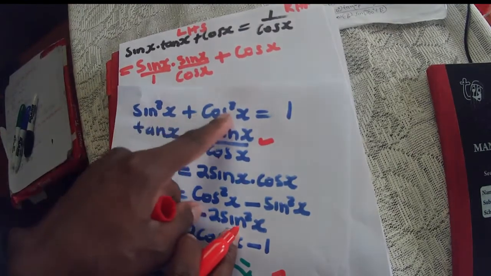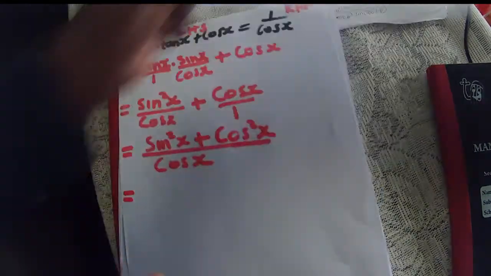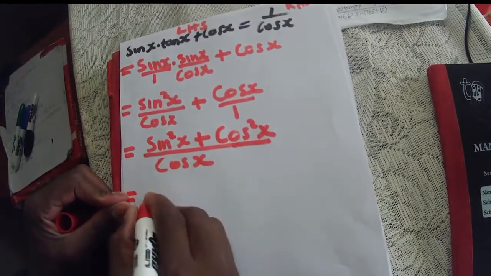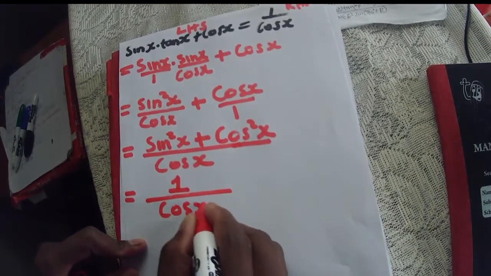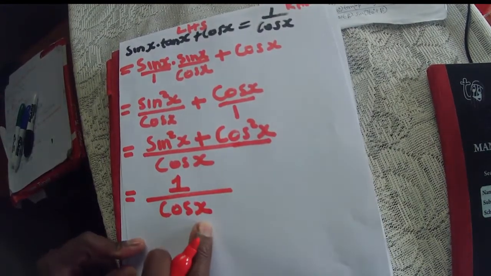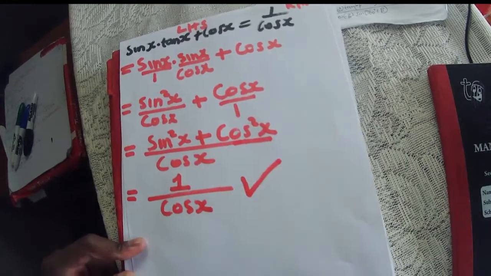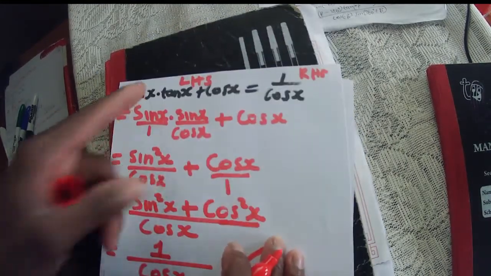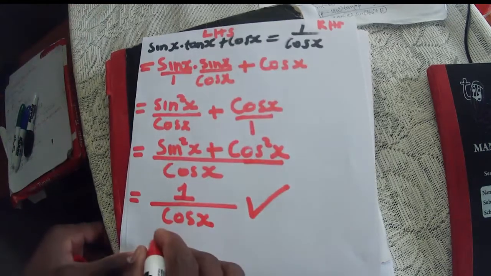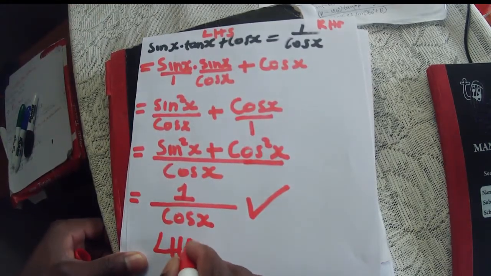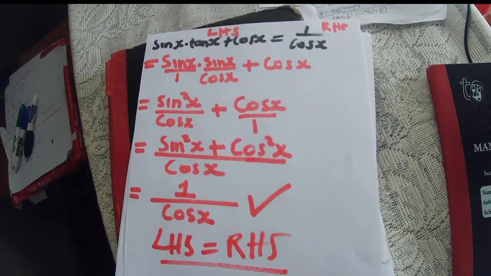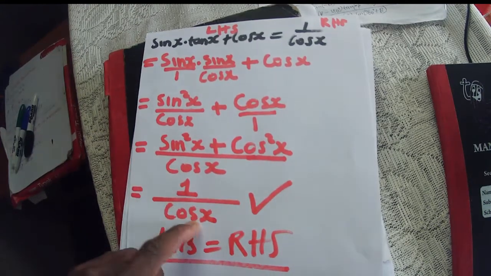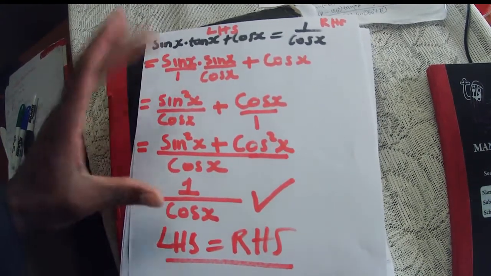Remember, ladies and gentlemen, that sine squared x plus cos squared x is equal to 1. So that is going to be a 1 divided by cos of x. All right, so this is the answer, right? Because we were asked to prove whether the left hand side is equal to the right hand side. So definitely the left hand side is equal to the right hand side. Okay, they are equal. We have proved that just right here with these few steps.